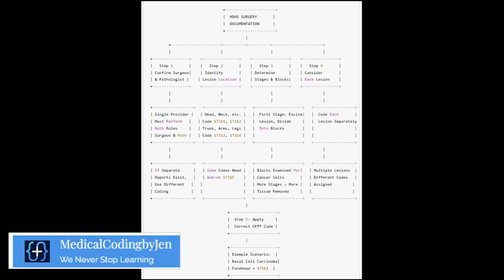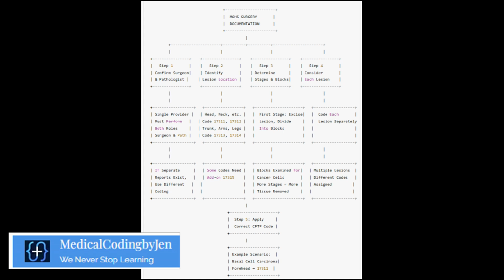Step 4. Separately consider each lesion treated if the surgeon-pathologist uses the Mohs technique on multiple lesions during the same session. Code for each lesion separately. Step 5. Put it all together using steps 1 to 4. Test your skills with this coding scenario.